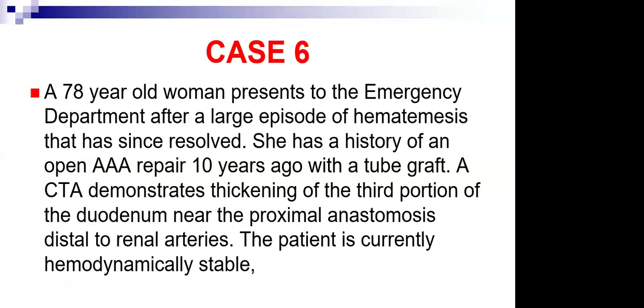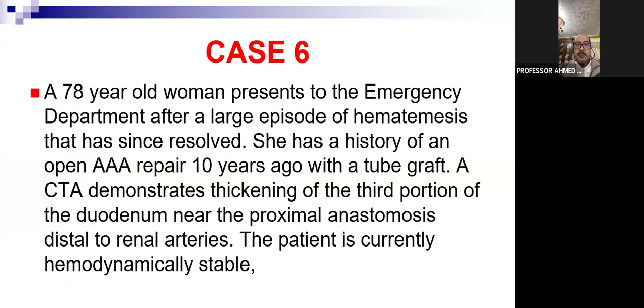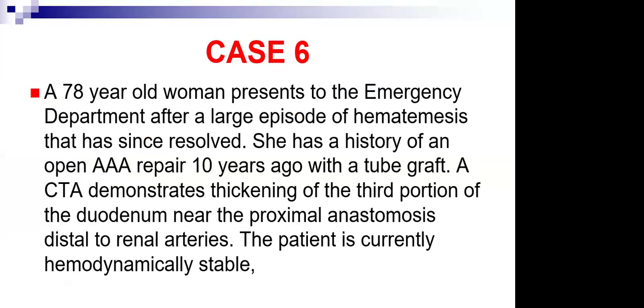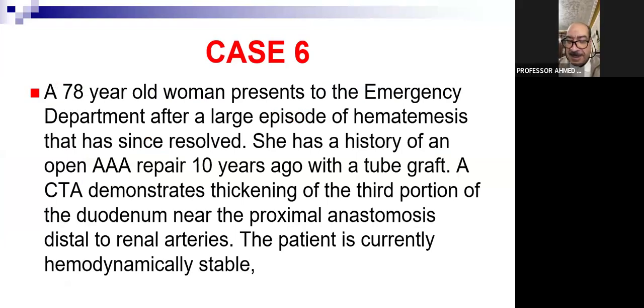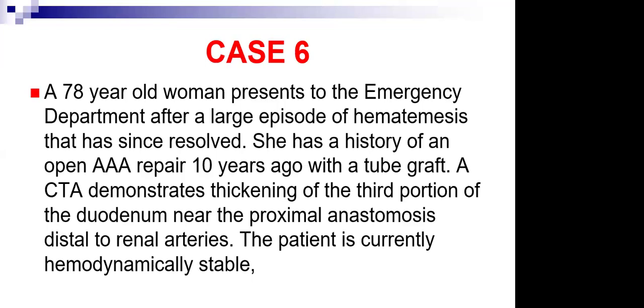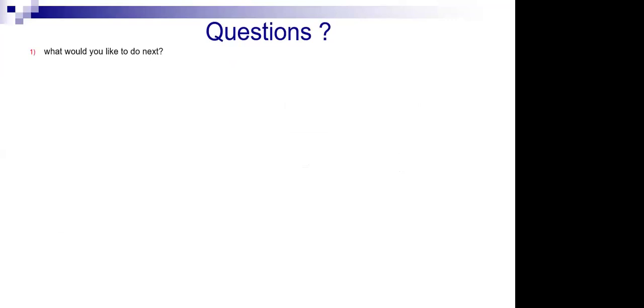Assalamu alaikum. Okay, let's go. Okay, Ahmed, go ahead. A 78-year-old woman presents to the emergency department after a large hematemesis that has since resolved. She has a history of an open AAA repair 10 years ago with a tube graft. A CTA demonstrates thickening of the third portion of the duodenum near the proximal anastomosis distal to the renal arteries. The patient is currently hemodynamically stable. All right, so the first question: what do you do next?